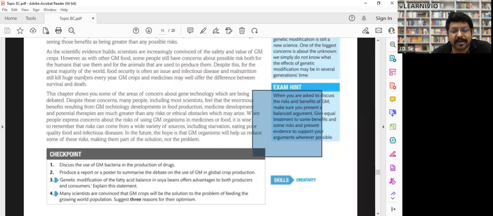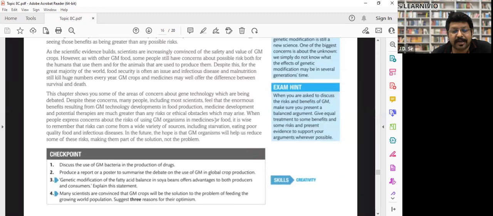Despite this, for the great majority of the world, food security is often an issue, and infectious disease and malnutrition still kill huge numbers everywhere. GM crops and medicine may offer the difference between survival and death. Right? They will help people to survive and they will reduce the chances of death. So the chapter shows some of the areas of concern about gene technology which are being debated. Despite these concerns, many people, including most of the scientists, feel that the enormous benefits resulting from GM technology, in food production, medicine development and potential therapies, are much greater than any risk of the ethical obstacles which are arising.